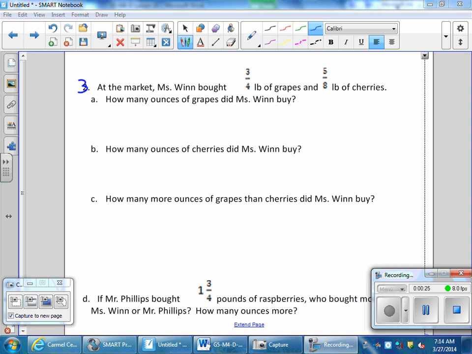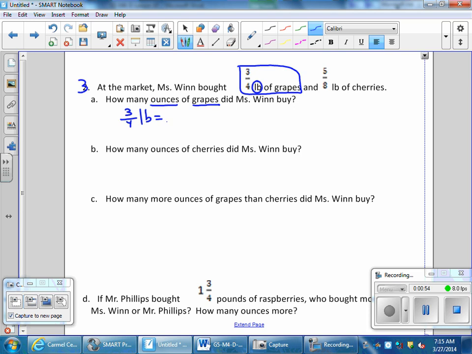Question A is focused on how many ounces, but I'm already seeing something peculiar because the information was in pounds of grapes. So right now, I need to focus myself on just the grapes, not the cherries at this point in time. I also need to say to myself that I will be drawing in a second, but 3/4 of a pound is equal to how many ounces? I need to know the answer in ounces.